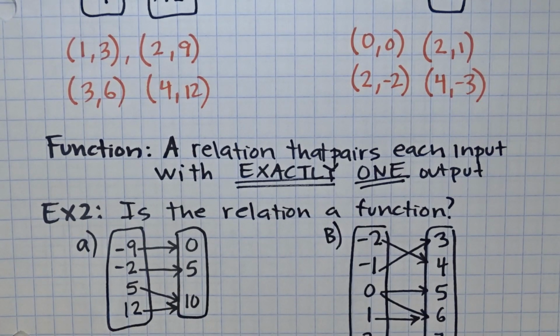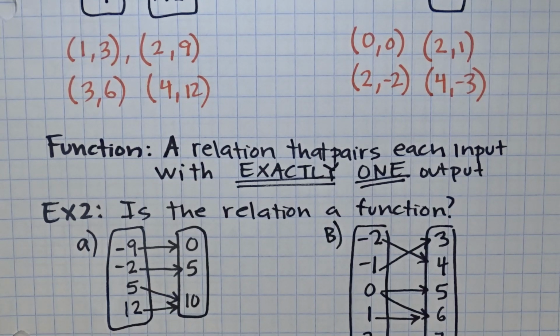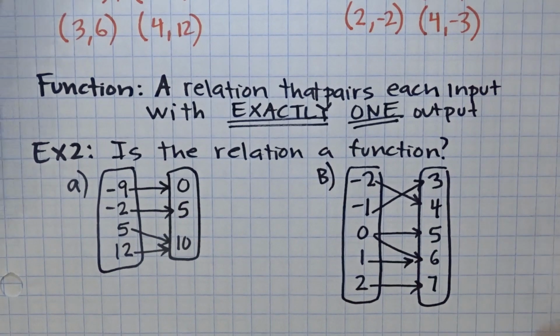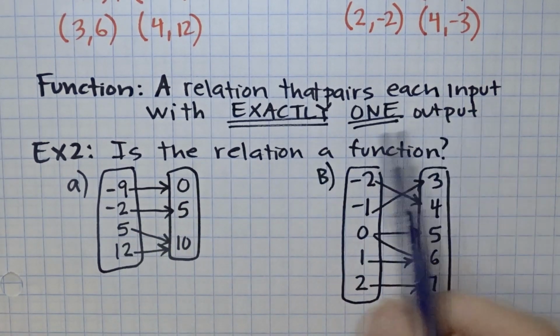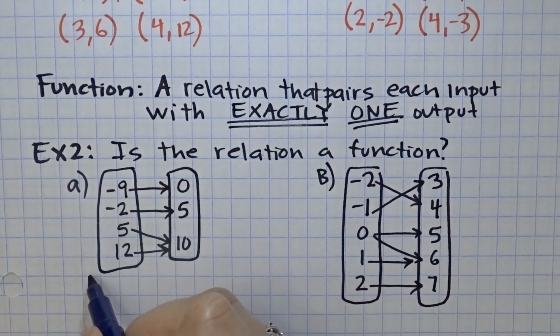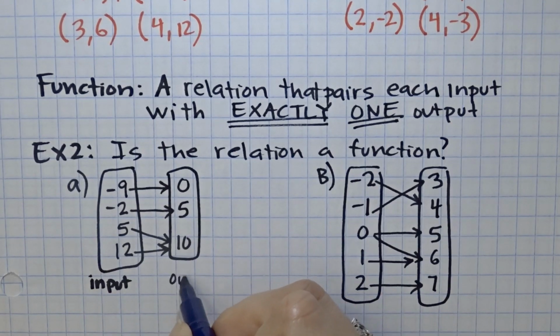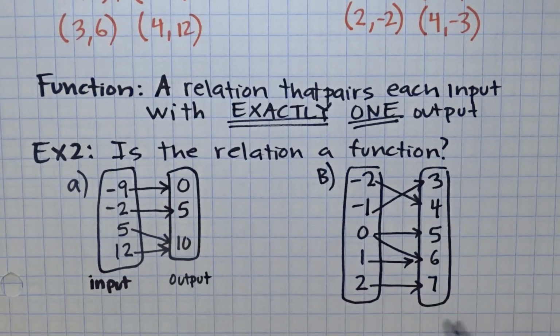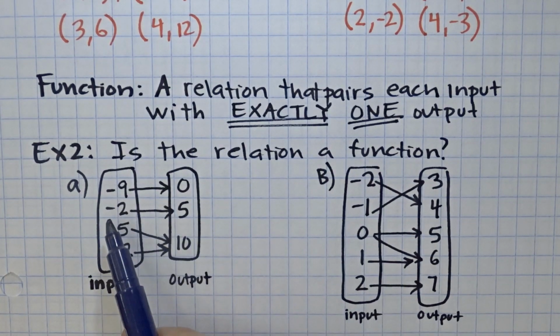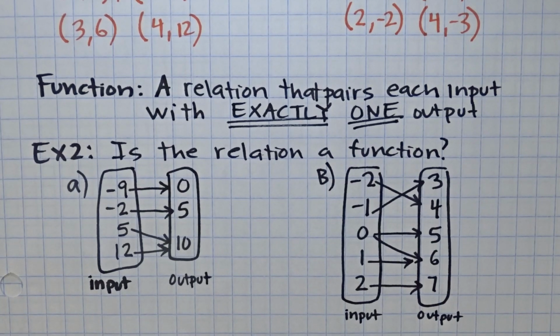Okay. The question is, is the relation a function? So looking at our definition, we can only have one input, which are these, and you just follow the arrows. You can tell that if these are the inputs, the outputs are where the arrow is ending or going towards or pointing to.